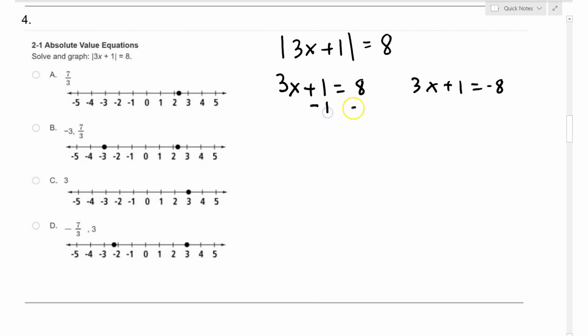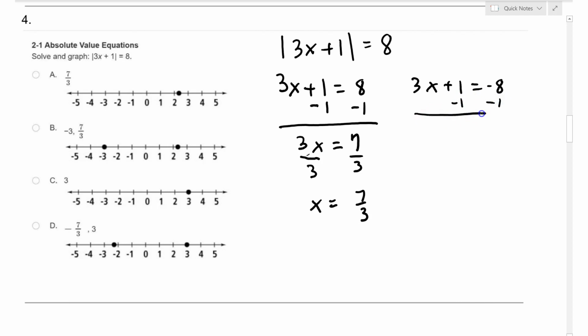You're going to go ahead and subtract 1. So you have 3x equals 8 minus 1, which is 7. Divide by 3. So x equals 7 over 3. Now the next possibility is you subtract 1 from both sides. So you have 3x equals negative 9. Divide by 3. So x equals negative 3. Now that's one answer that could possibly be it, and here's the other answer.